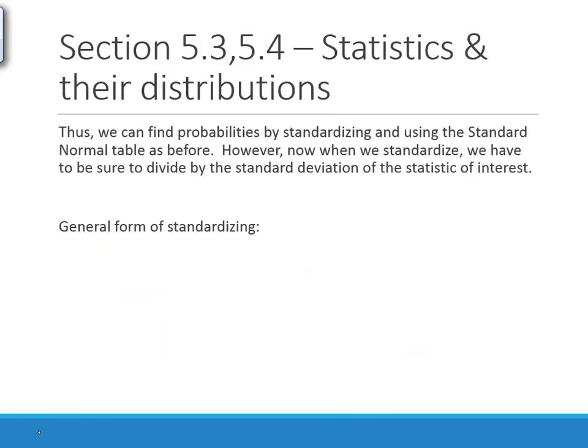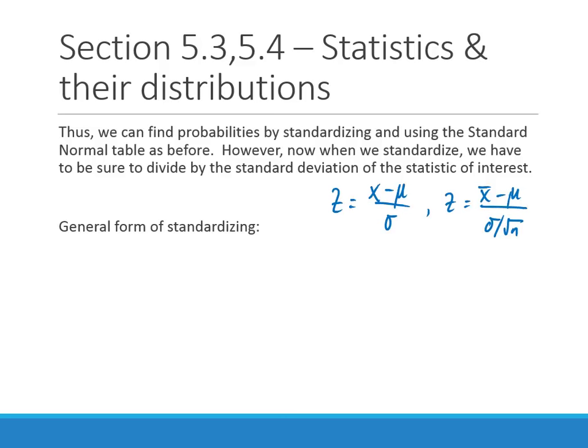Okay, so I wanted to make a quick note here. Again, yes, we can find probabilities involving the sample mean by standardizing just like we did before. But now we want to make sure to divide by the correct standard deviation. So before, z was x minus mu over sigma, and now, on the previous slide, it's x bar minus mu divided by sigma over the square root of n.